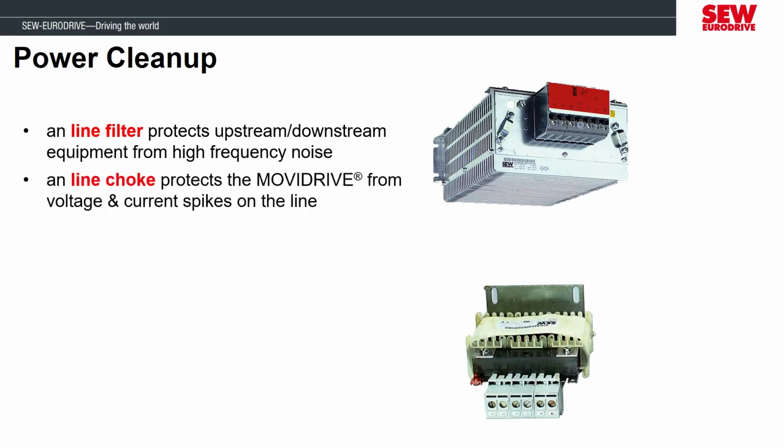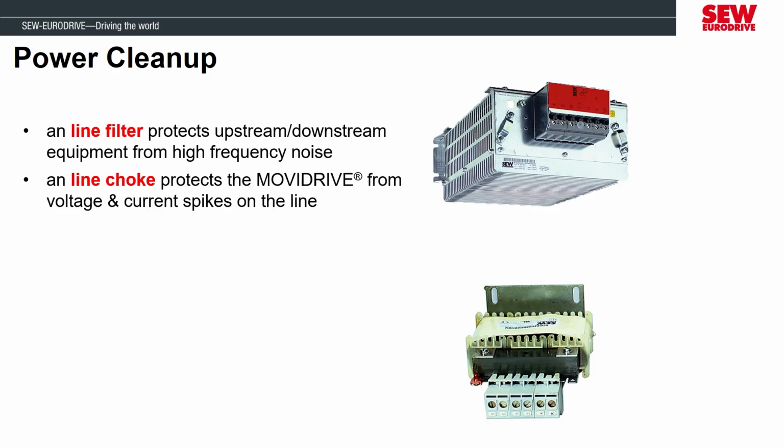A line choke is used for a different purpose than the line filter. The choke has inductive behavior, so it impedes current flow, which causes a voltage drop across it. What this means is it can reduce the amplitude of inrush current when switching on an inverter.